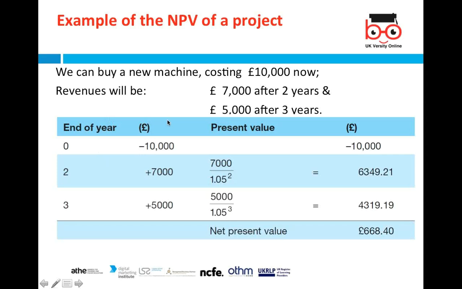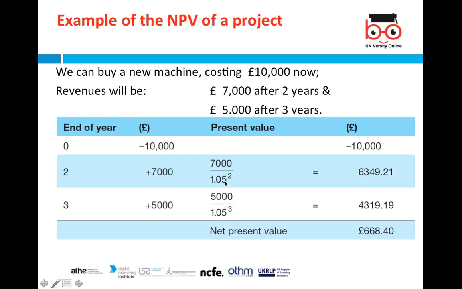So normally in report writing we show it like this: what will be the present value and the net present value, and what will be the figure of the projected investment. So we can buy a new machine, for example, for £10,000, and the revenues will be 7,000 after 2 years and 5,000 after 3 years. So what will be the net present value of the 7,000 and 5,000?